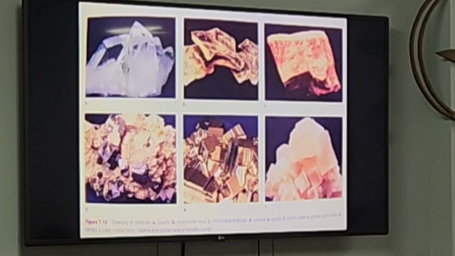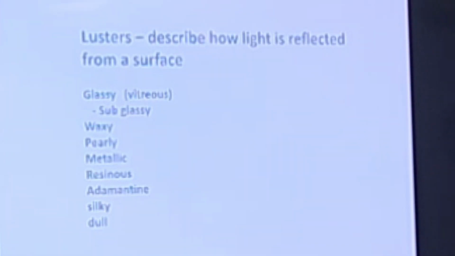As you can see on the bottom, they give you the answers to what each of these is, but you see the shapes are different, so that's important. If we're looking at lusters, the luster is the way the light bounces off the surface. How many are there? There's a lot of different lusters.